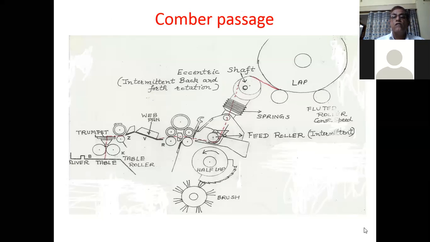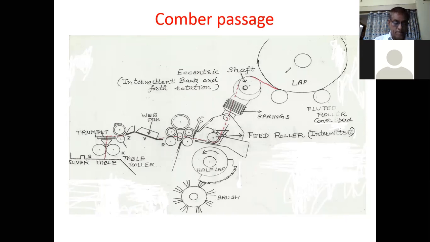As you know, we are getting lap from the carding machine and we are feeding the lap in the Comber machine. So we will study its passage, that is, how the lap sheet passes through various parts of the Comber machine.